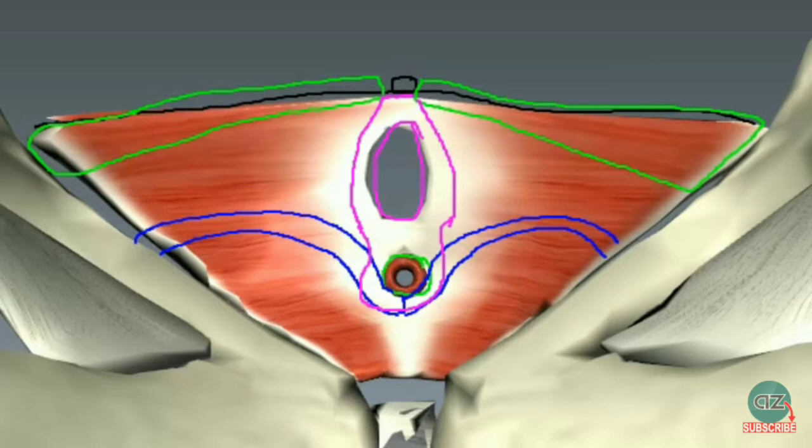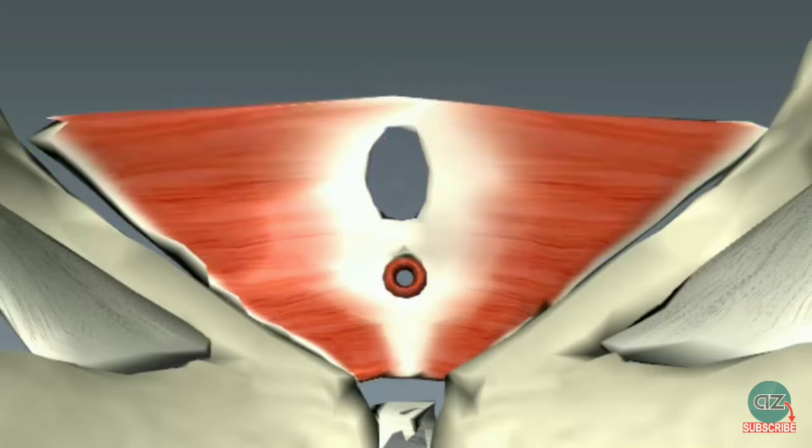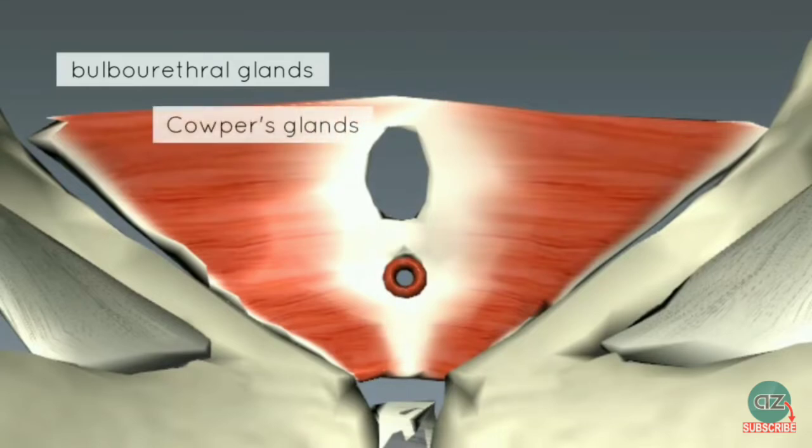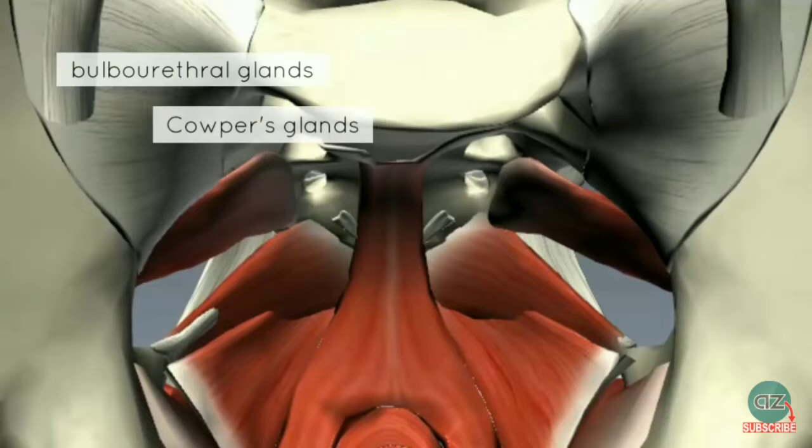So in men you've just got the deep transverse perineal muscle and the external urethral sphincter. And something else to remember in males is that within this deep perineal pouch you've also got these glands called bulbourethral glands, which are also known as the glands of Cowper. So they lie within the deep perineal pouch.